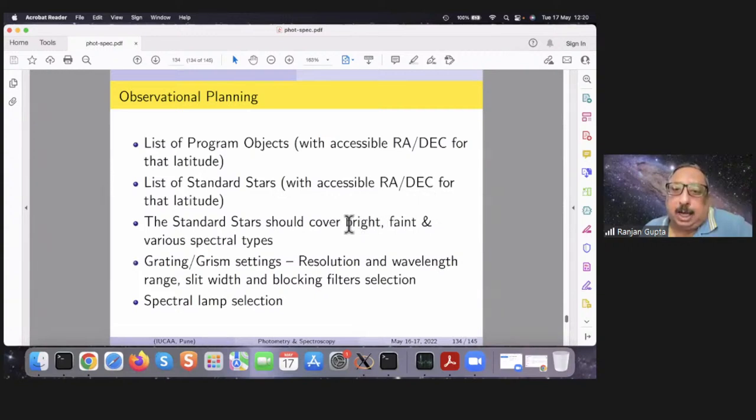And it should have similar brightness. Otherwise, suppose the standard star is very bright, and a very faint star you are doing, so there is a scaling issue there. And which grating you have to use, I showed the spectrum of high resolution, so which part of the spectrum you are interested in. And of course, the x-axis has to be calibrated with a lamp, which could be mercury or other elements.